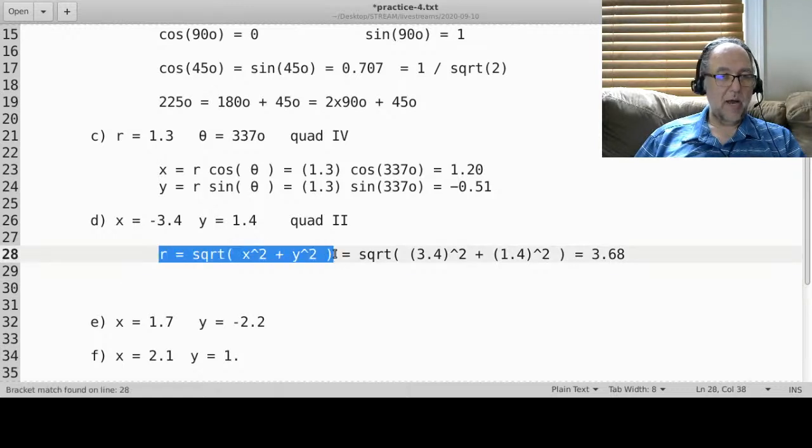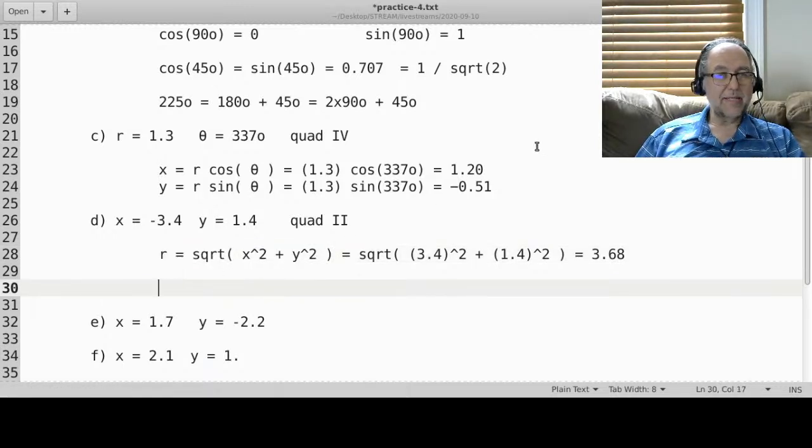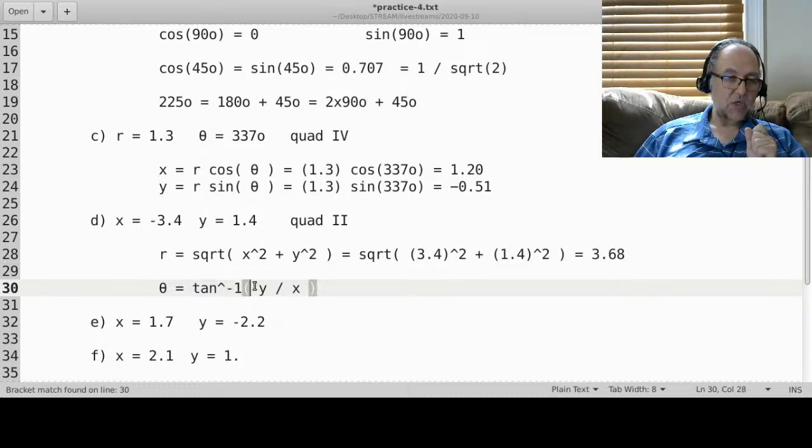And I'll show you why the Pythagorean theorem is required there. The next one is theta. And here's why theta is tricky, because the most important part of the formula is the inverse tangent part. That tan to the exponent -1 is the inverse tangent. The inverse tangent of y over x is the most important part.